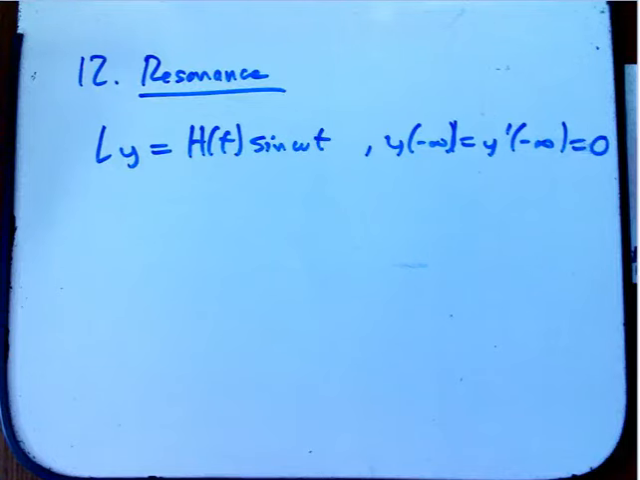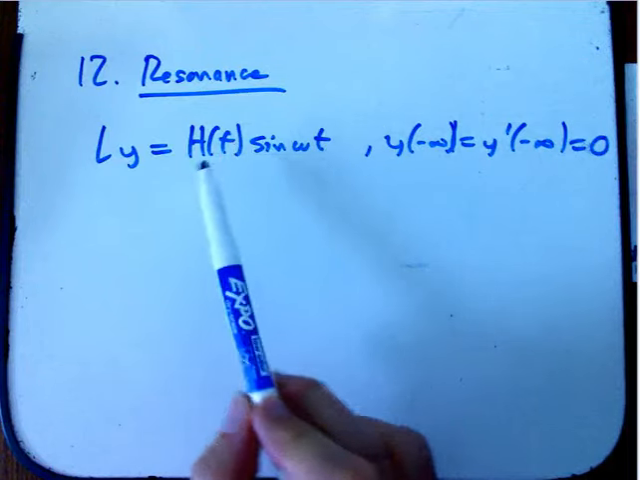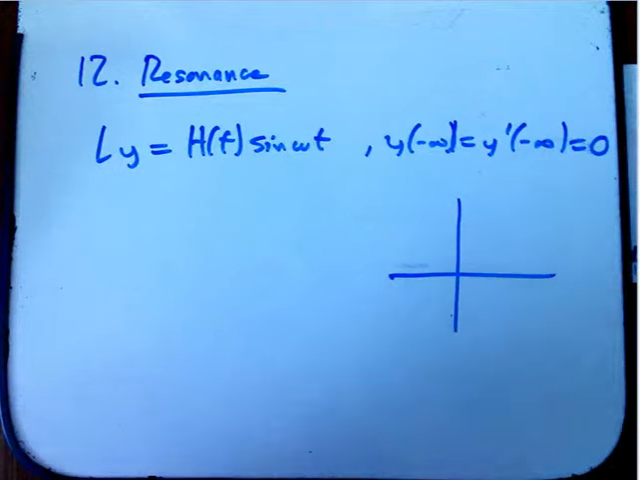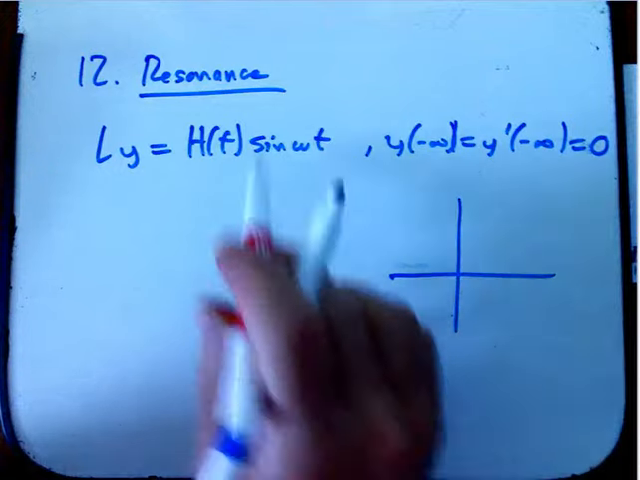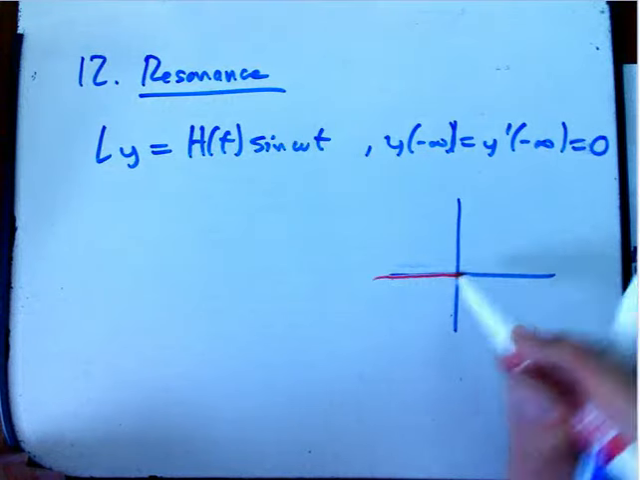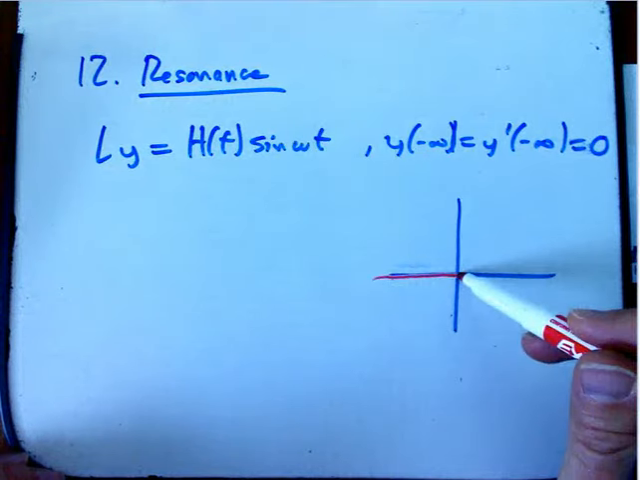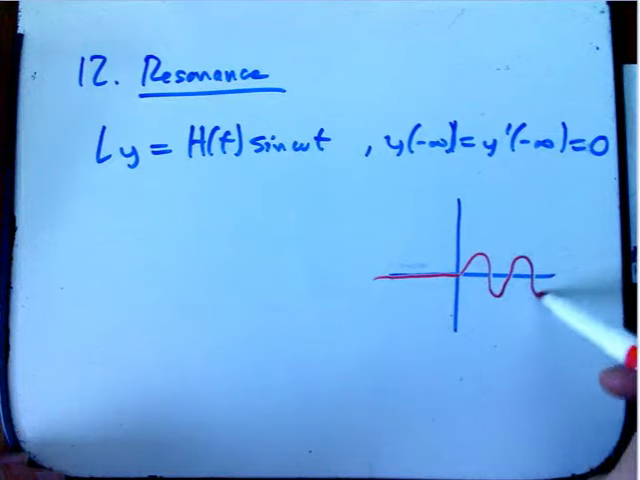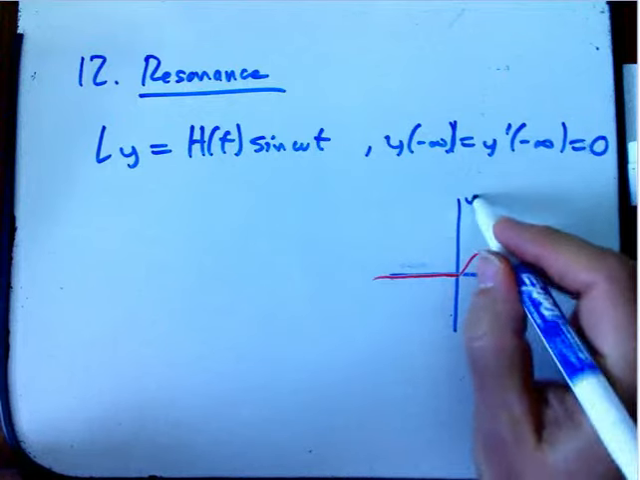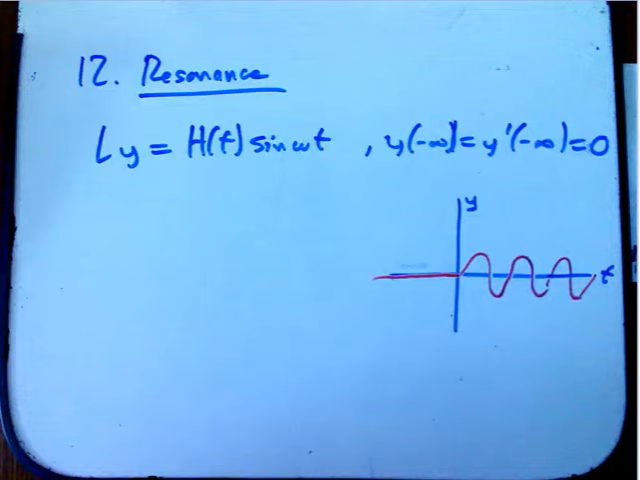Okay, so let's look at a specific forcing function. I've been using red for forcing. We're going to force it by something that looks a whole lot like the actual solution. At time 0, we're going to turn on the forcing, and we're going to push it at its natural frequency. And hopefully you've seen in a differential equations class that that's going to make this thing resonate.